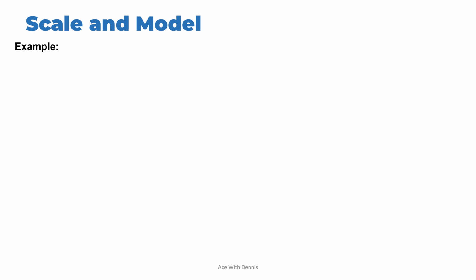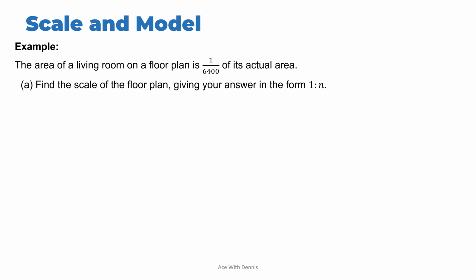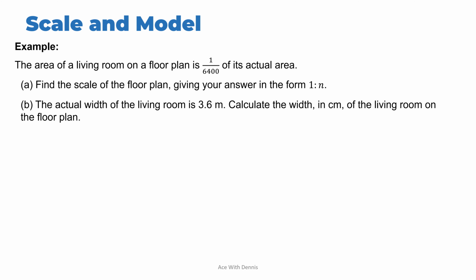Let's look at this example. The area of a living room on a floor plan is 1 by 6,400 of its actual area. A. Find the scale of the floor plan. Give your answer in the form 1 to n. B. The actual width of the living room is 3.6 meters. Calculate the width in centimeters of the living room on the floor plan.